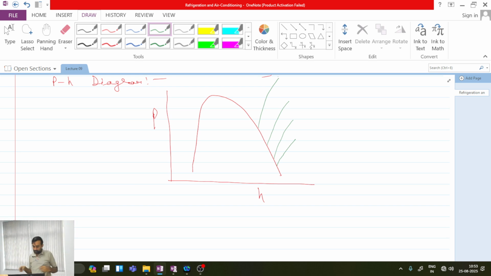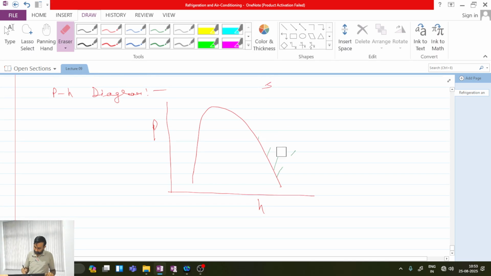So on this, if I have to plot my standard cycle, how will it be? Please tell me. This is point 1. From point 1 to 2, I have to follow an isentropic line because my process will be isentropic compression. So this is a constant entropy line, and this is 1 to 2.